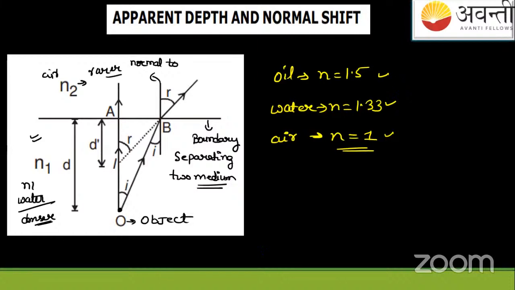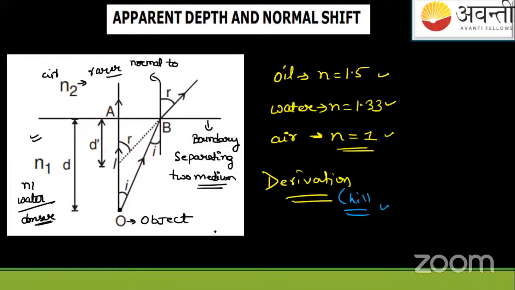N equals 1.5, 1.33, and n equals 1 here. Okay, got it? So now let us see how to solve it, how to mathematically formulate things and find the real depth and apparent depth. Students will not be going into the derivation, it's not required, so chill.